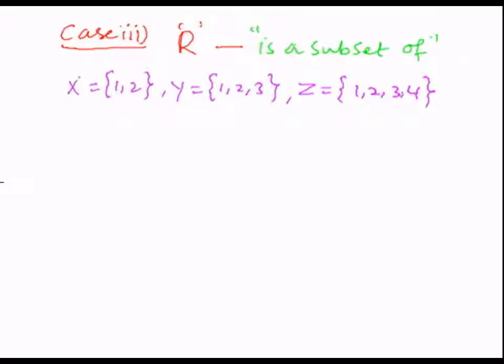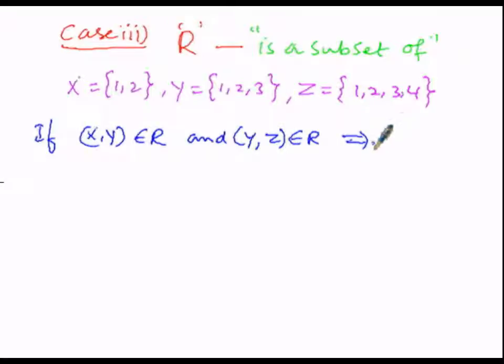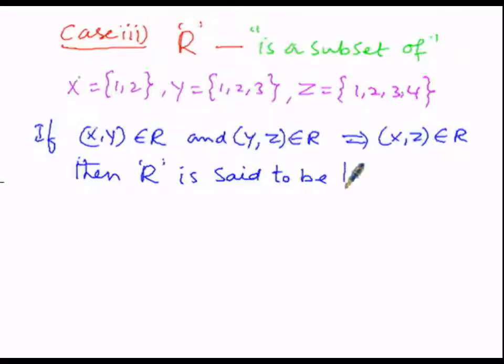Here the property is a subset of. So if x comma y belongs to R and y comma z belongs to R, then that implies x comma z also must belong to R. Then only the relation R is said to be transitive. Now let us see whether the condition holds good or not.